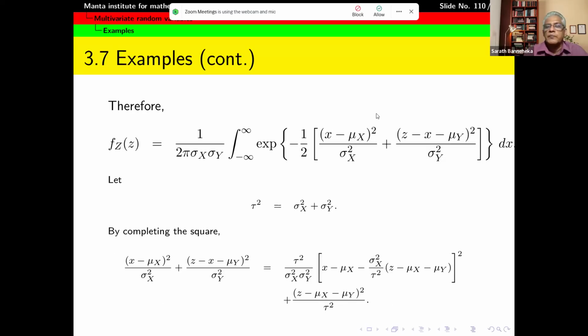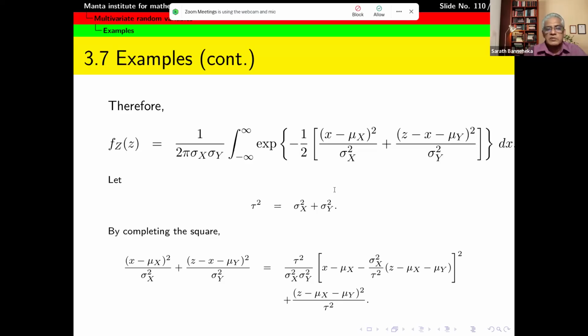Now with a small substitution, say tau square is equal to sigma square x plus sigma square y, we can write this as a complete square, right? Like this, a sum of two squares. I'm considering only this part as this expression here plus a constant.